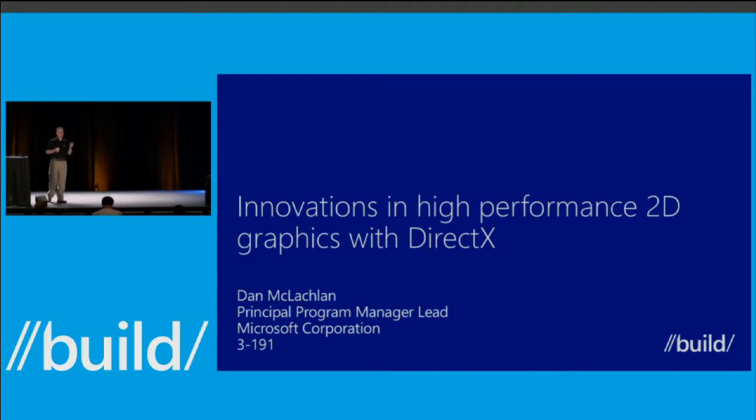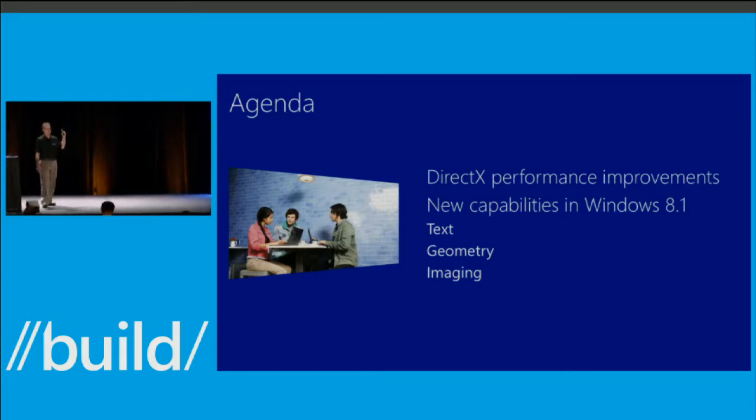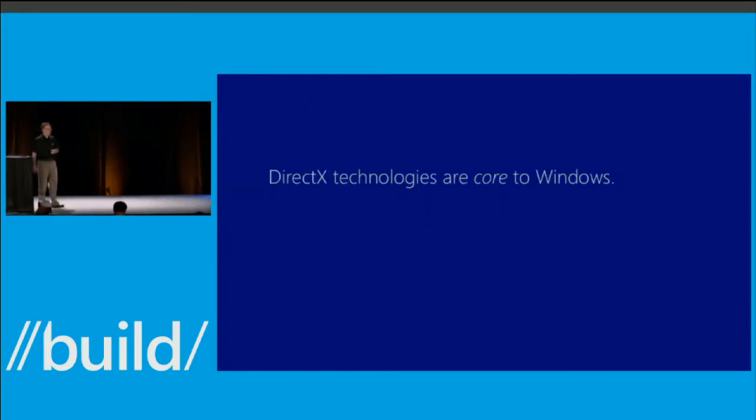It's my opportunity and my privilege today to talk to you about the innovations in high-performance 2D graphics in DirectX. So let's get started on that. I'll give you a little idea where we're going with the roadmap. I'm going to talk first about the performance improvements that we've done for the platform just to make everything faster. I'm going to give you a couple demos that'll show you what that looks like. And then we're going to move on to how you can actually take advantage of the new APIs that we've added into Windows 8.1 that'll give you even more performance. We're going to cover three areas: text, geometry, and imaging. So let's get started on the performance thing.